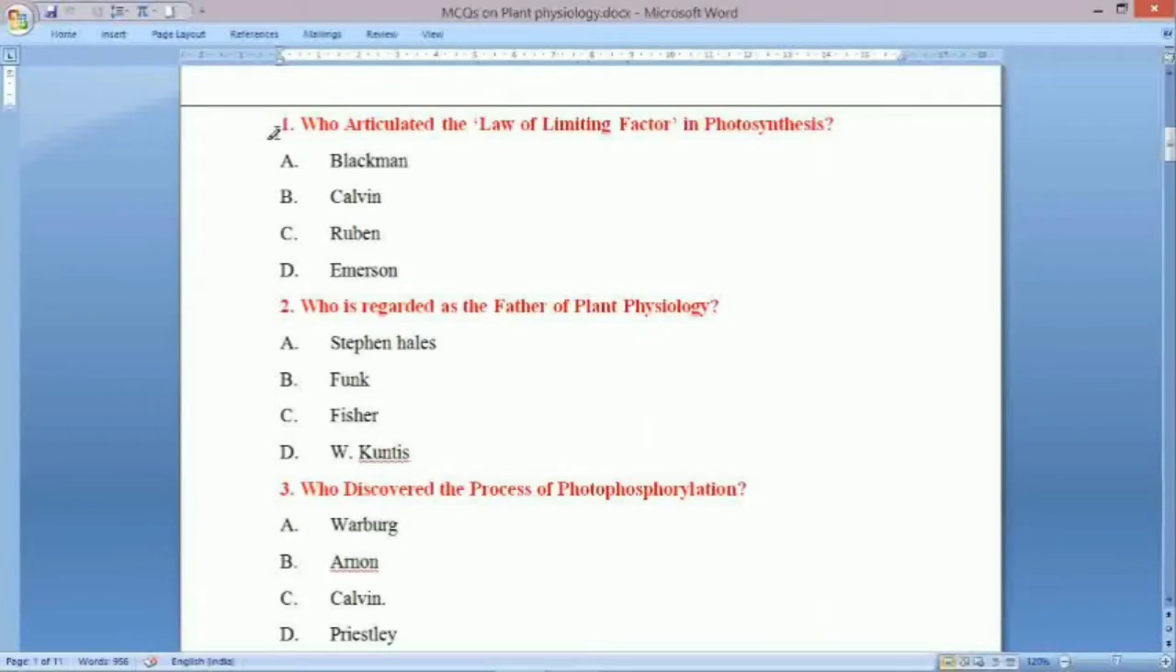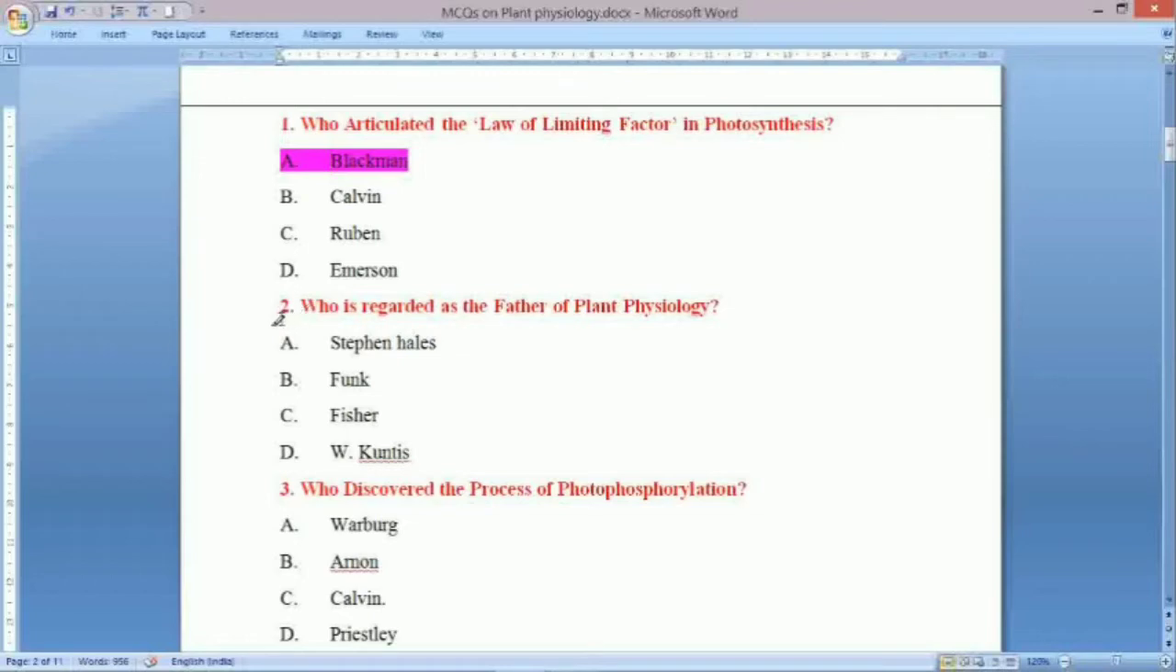Question number 1. Who articulated the law of limiting factor in photosynthesis? Option A, Blackman, B, Calvin, C, Rubin, and D, Emerson. And here the right answer is option A, Blackman.